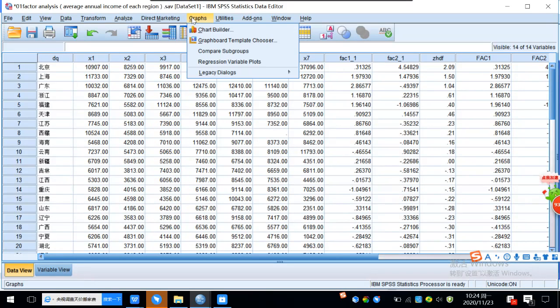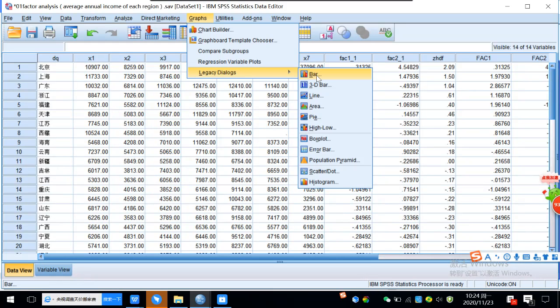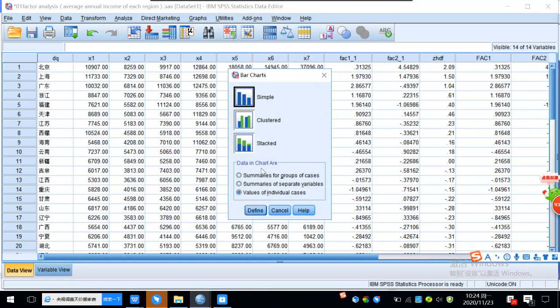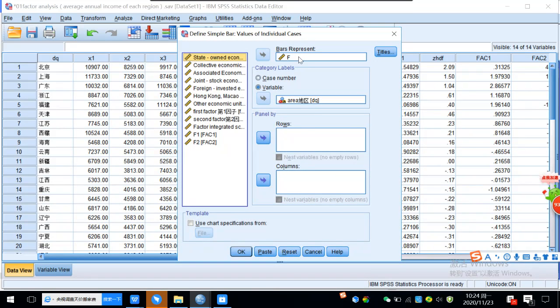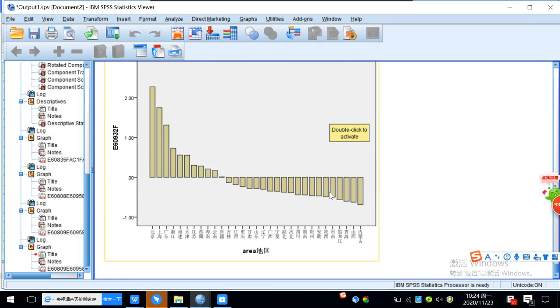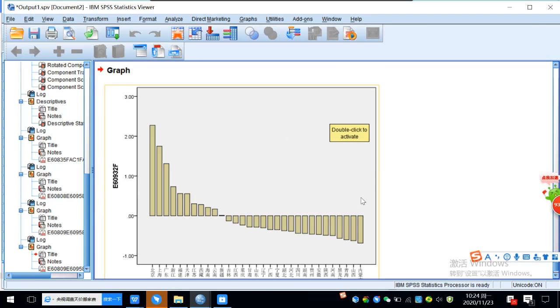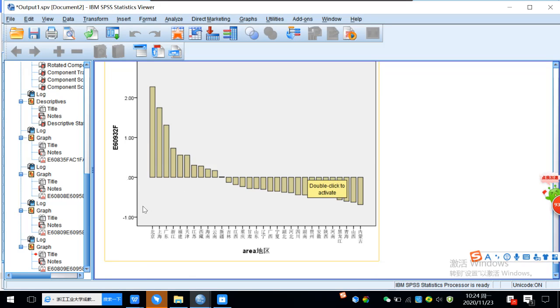Then, use Graph, Bar, Simple, do the same thing. F, area. Now, you can get a new plot. In this new plot, the area is sorted by income in descending sequence, from the highest income to the lowest income.